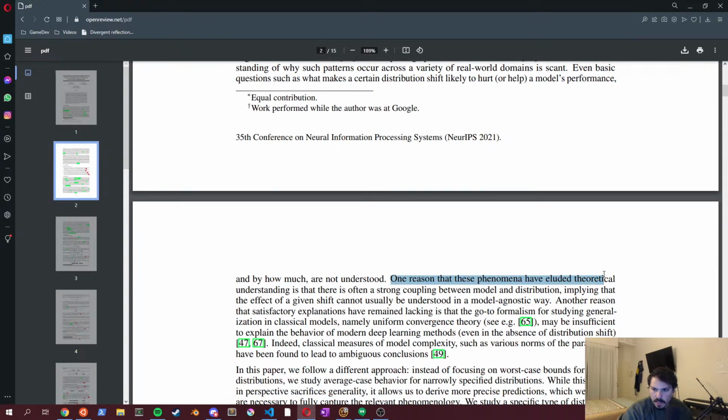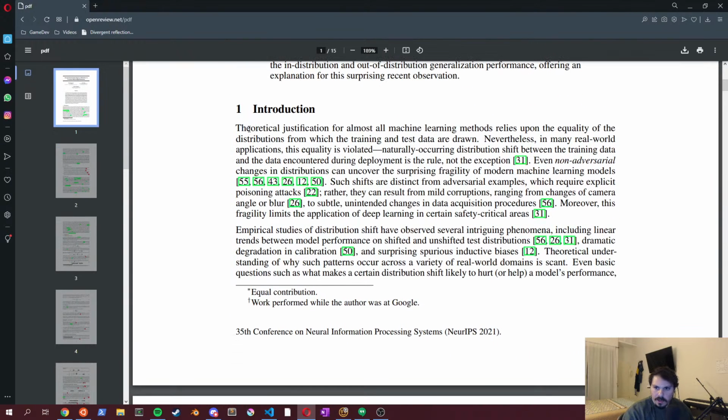One reason that these phenomena have eluded theoretical understanding is that there is often a strong coupling between model and distribution, implying that the effect of a given shift cannot usually be understood in a model-agnostic way. Another reason is that the go-to formalism for studying generalization in classical models, namely uniform convergence theory, may be insufficient to explain the behavior of modern deep learning methods, even in the absence of distribution shift. Indeed, classical measures of model complexity, such as various norms of the parameters, have been found to lead to ambiguous conclusions.